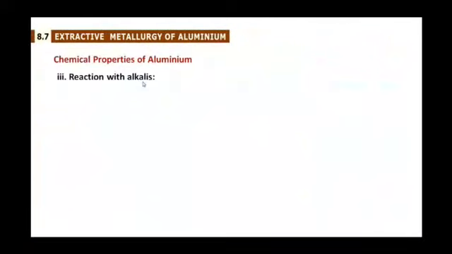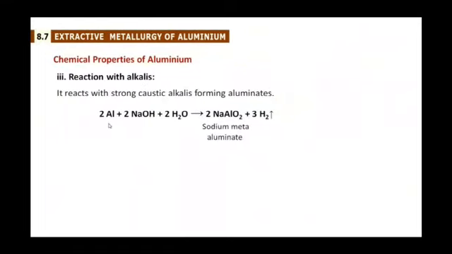Third property is reaction with alkali. Alkalis or alkali metals, that is lithium, sodium, potassium, rubidium, cesium, francium, are first group metals. So bases of these metals are called alkalis. Here we are taking strong caustic alkali, that is sodium hydroxide solution.